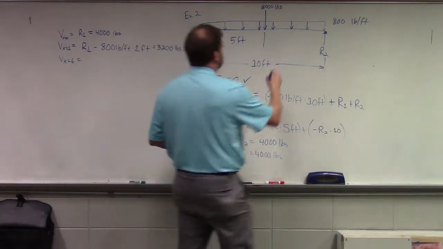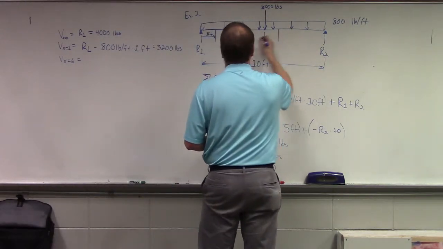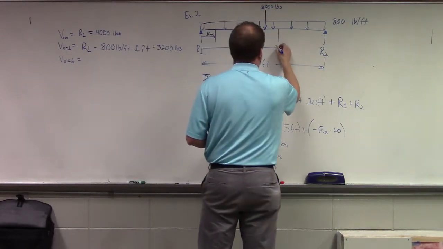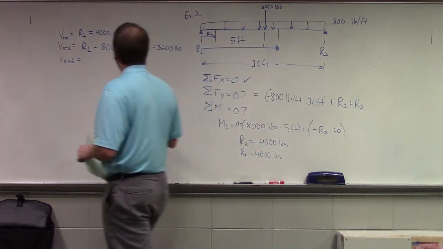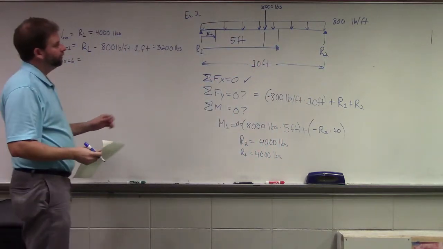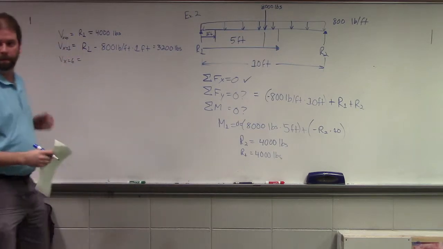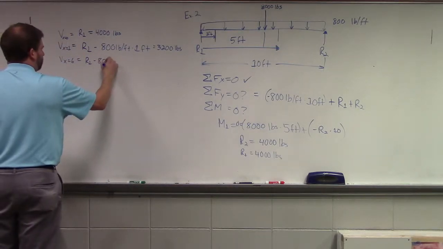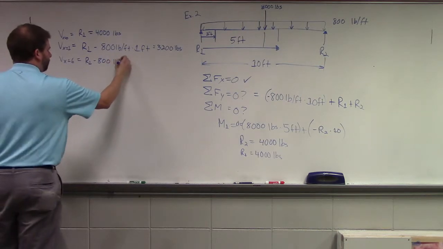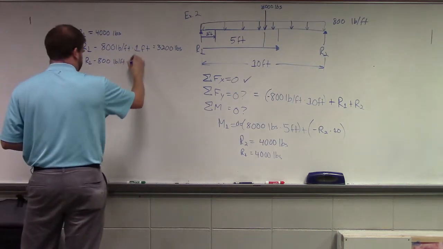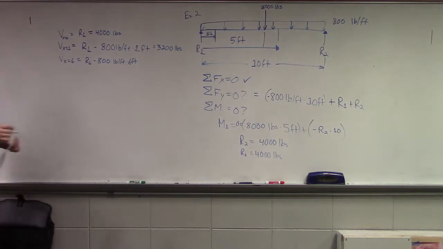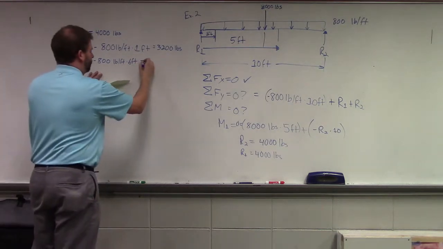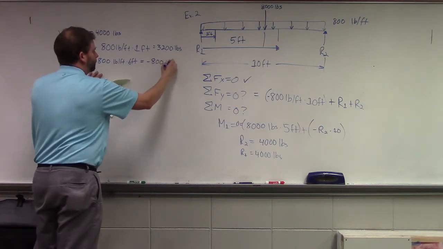Now let's look at x equals 6 feet. Okay, so what do we have? It'd be R1 minus 800 pounds per foot times 6 feet. This makes a lot more sense. So here we have negative 800 pounds.